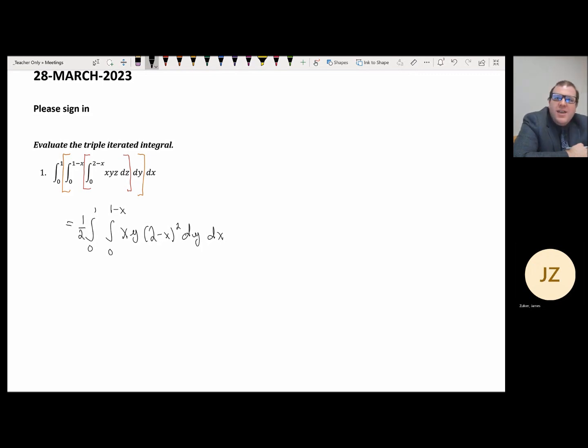Now with respect to y, that x times 2 minus x quantity squared is a constant, so it can be factored out. Now you're going to be left with a half y squared, evaluated from 0 to 1 minus x.